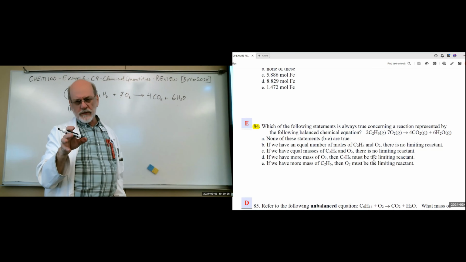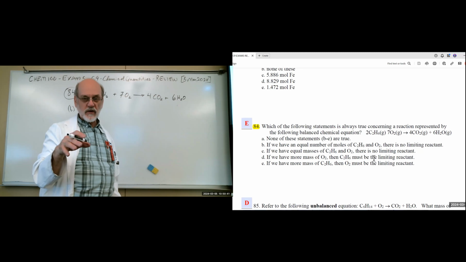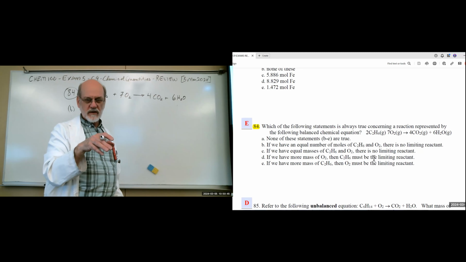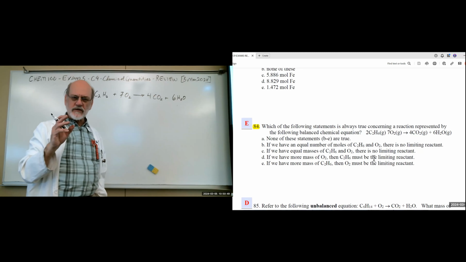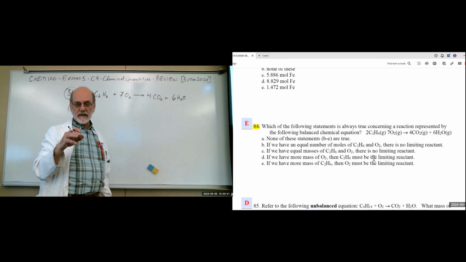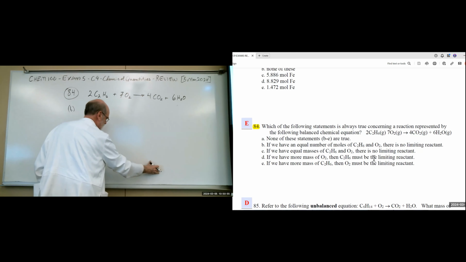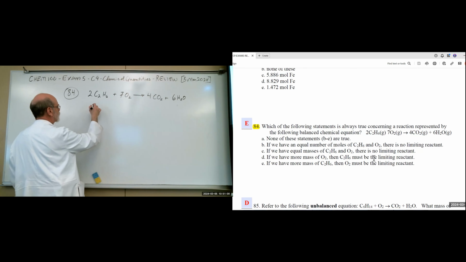Equal number of moles of the 2 reactants, there's no limiting reactant. If we have equal masses, there's no limiting reactant. If we have more mass of one than the other. Okay, so 3 of the questions have to do with masses. So let's say if we have equal masses, let's do that first. Let's start from equal masses.